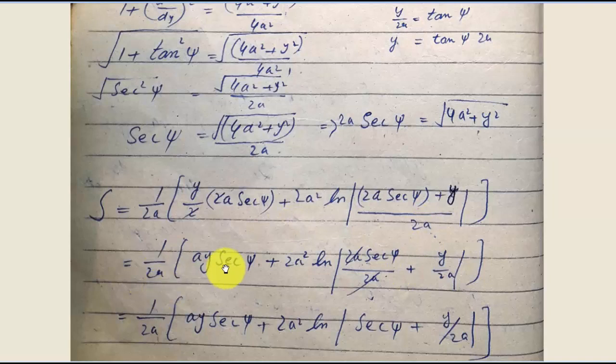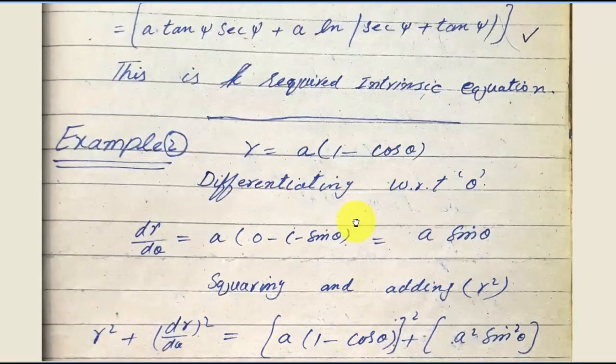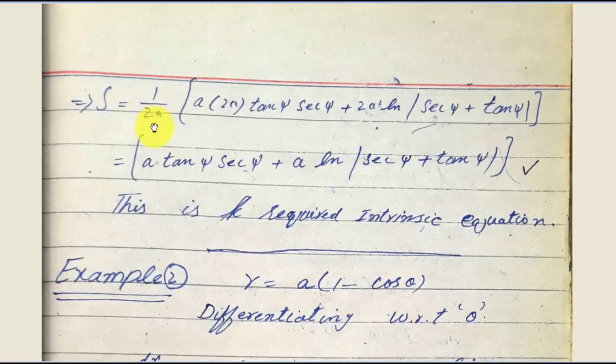Now 1 over 2a into a y secant psi plus 2a square log, cancel 2a with 2a, then it will be log of secant psi plus y over 2a. And taking 1 over 2a out of the bracket, a into 2a tangent psi secant psi plus 2a square log of secant psi plus tangent psi. After simplifying, this will be the required intrinsic equation.